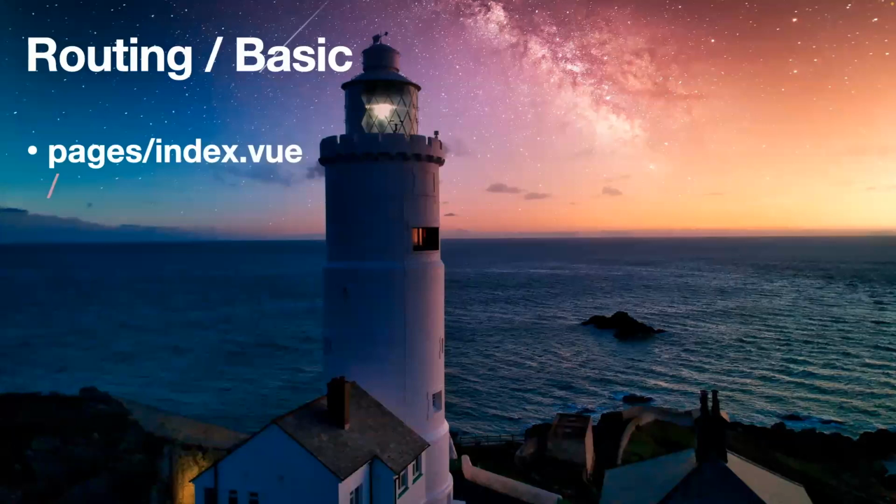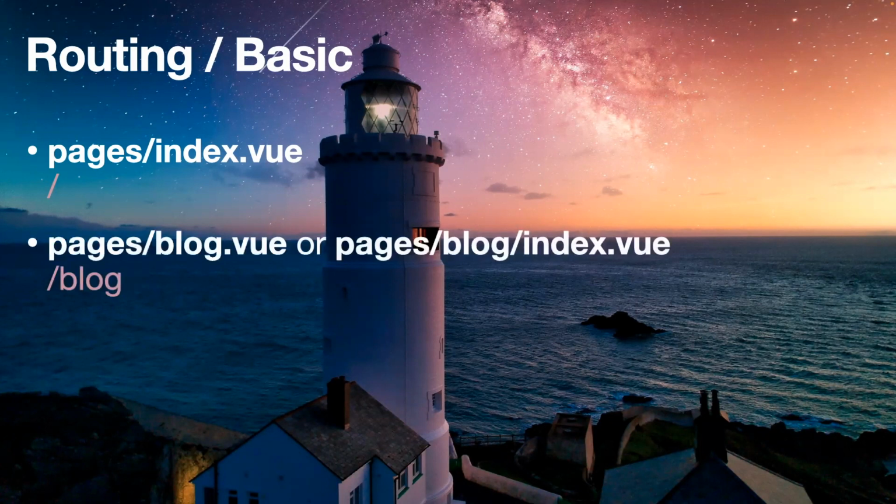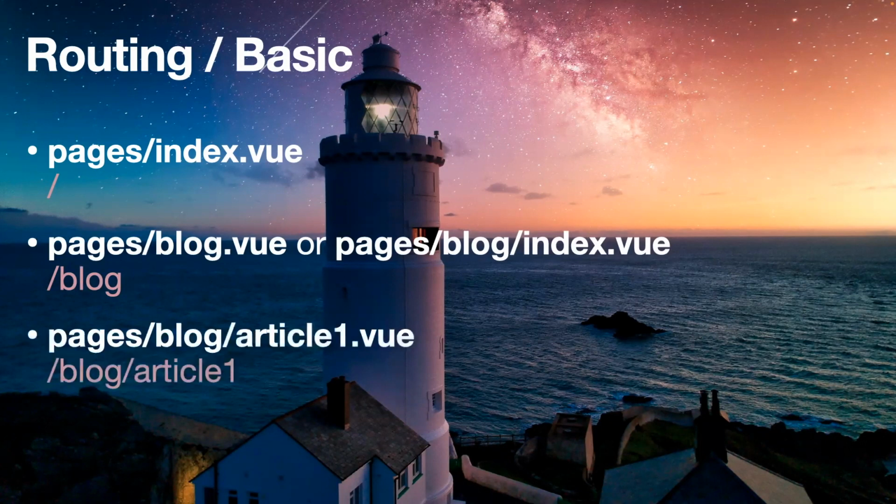So here's an example. Here's basic routing. I have a pages folder with the index.view. That's going to be your home page. If I had pages/blog.view or even pages/blog/index.view, that'll go to the blog page. And if I have an article1.view off of the blog folder, the URL will be blog/article1.